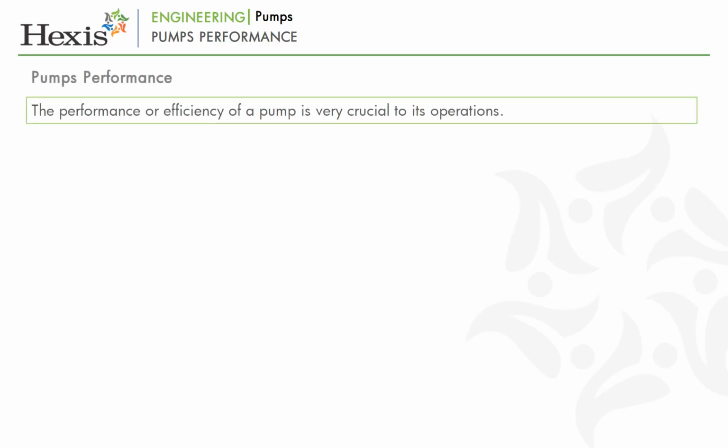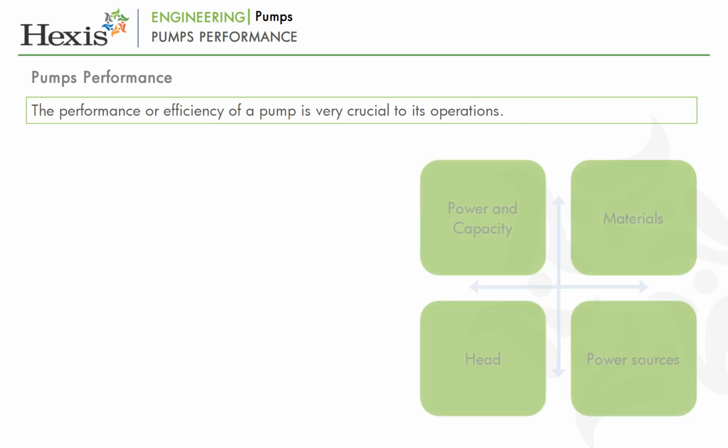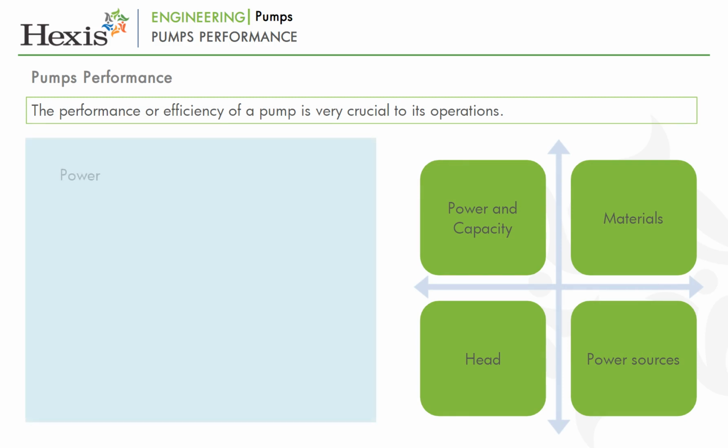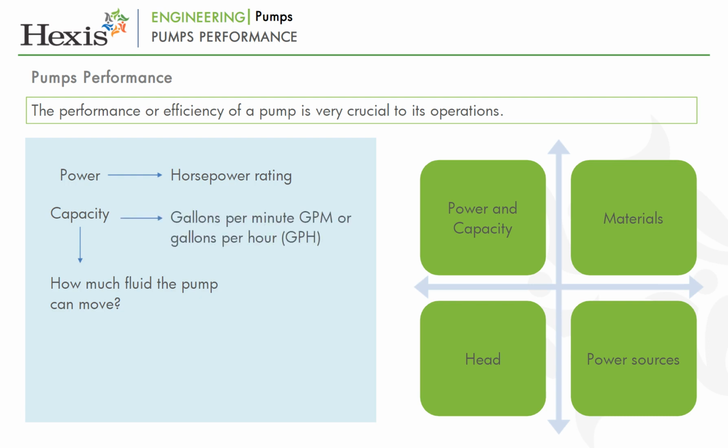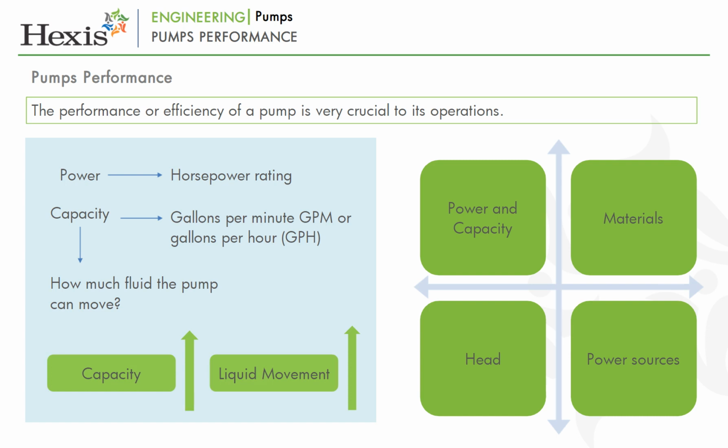The performance or efficiency of a pump is very crucial to its operations. The performance factors that need to be considered in pump selection are shown on the screen. Power and capacity. Power can be measured in horsepower rating, and the capacity is how much fluid the pump can move and is measured in gallons per minute, that is GPM, or gallons per hour, that is GPH. Thus, the higher it is, the more speedily and powerfully it will move the liquid.